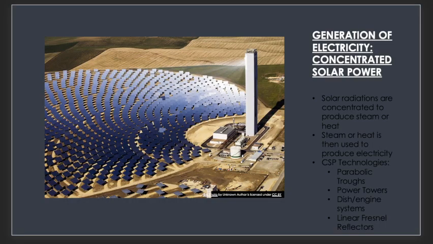The generation of electricity, concentrated solar power. Solar radiations are concentrated to produce steam or heat. The steam or heat is then used to produce electricity. The CSP technologies, also known as concentrated solar power. There are parabolic troughs, power towers, dish engine systems, and linear Fresnel reflectors.